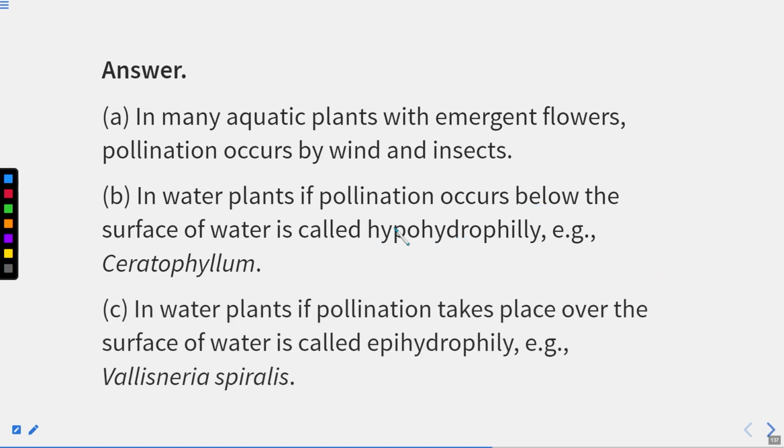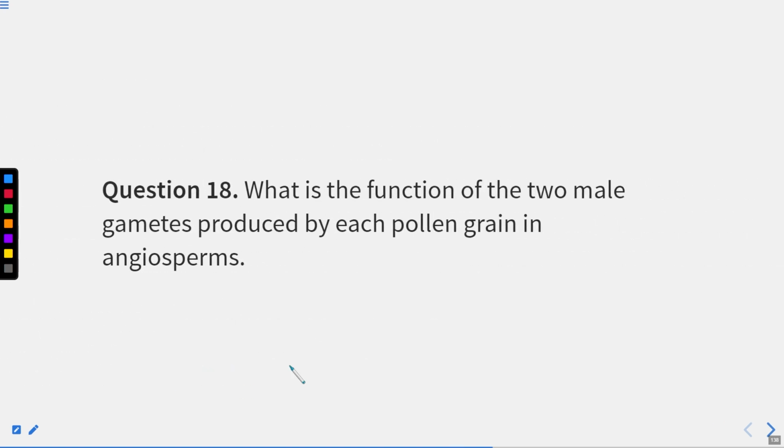Then let's talk about epihydrophily, meaning above the surface. So in water plants, if pollination takes place over the surface of the water or above the surface of the water, it is known as epihydrophily. An example of a plant where epihydrophily is seen is Vallisneria spiralis. Now let's talk about the next question.